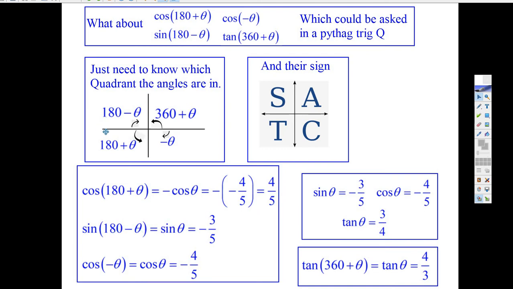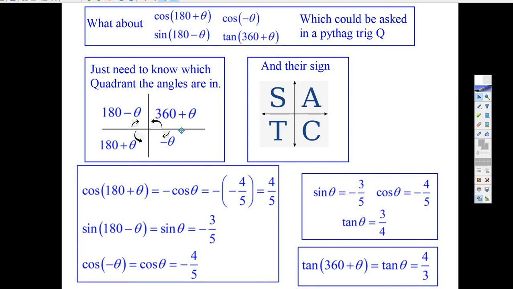What about 180 minus theta? Go to 180. Look how we bend up. That's where 180 minus theta is. Is sine positive there? It sure is. So it's just sine theta you write down, and you get a mark for it. And we knew it was -3/5, so there's your answer.